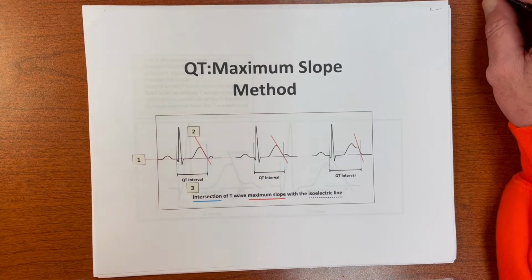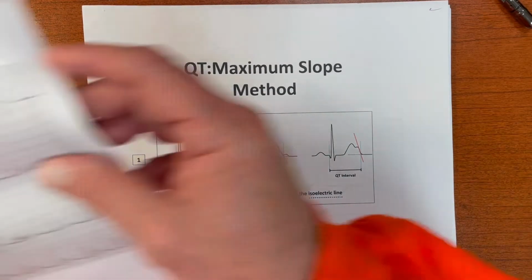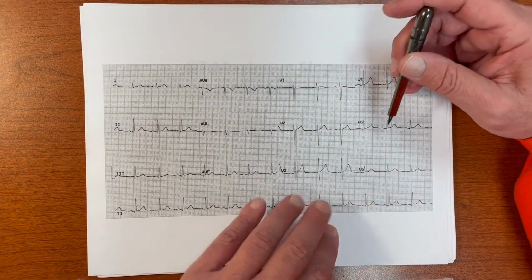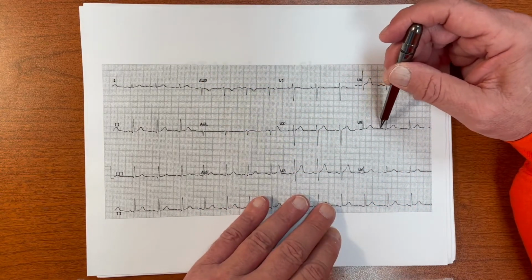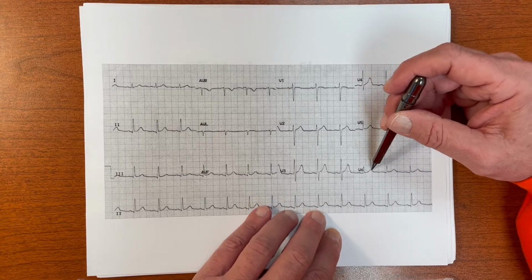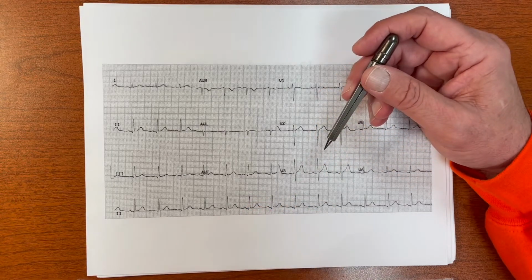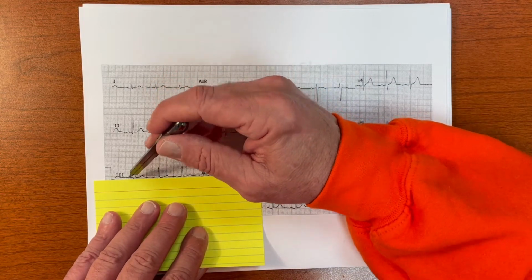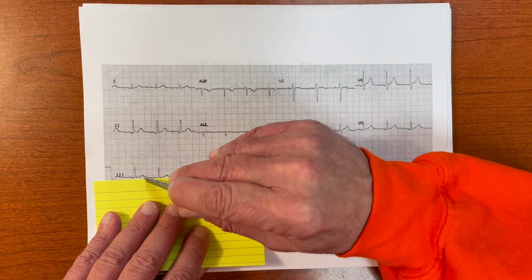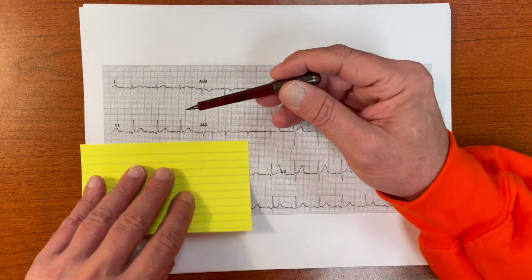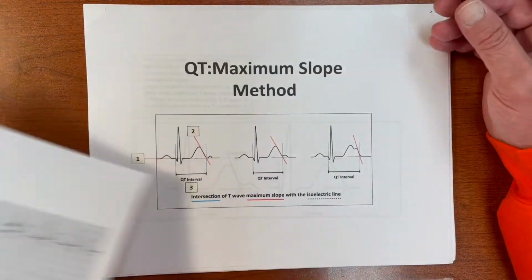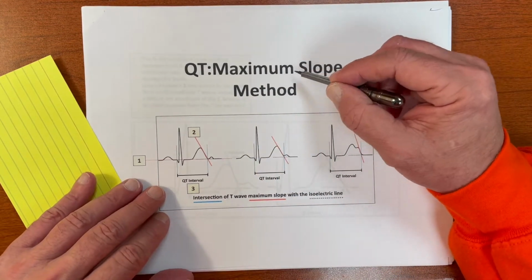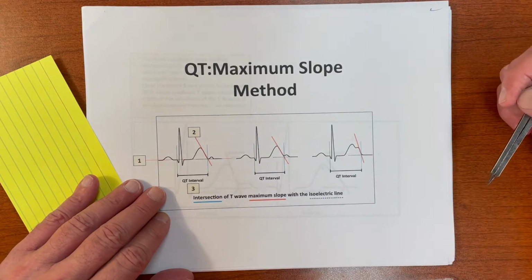And what that would look like on the EKG, that would be my baseline, the TP interval. So I would just take, here, let's look here. It slopes down a little bit, and I would draw my baseline like there across to there, okay? That's what it looks like here. Number 2, maximum slope. Maximum slope refers to the slope of the T wave.